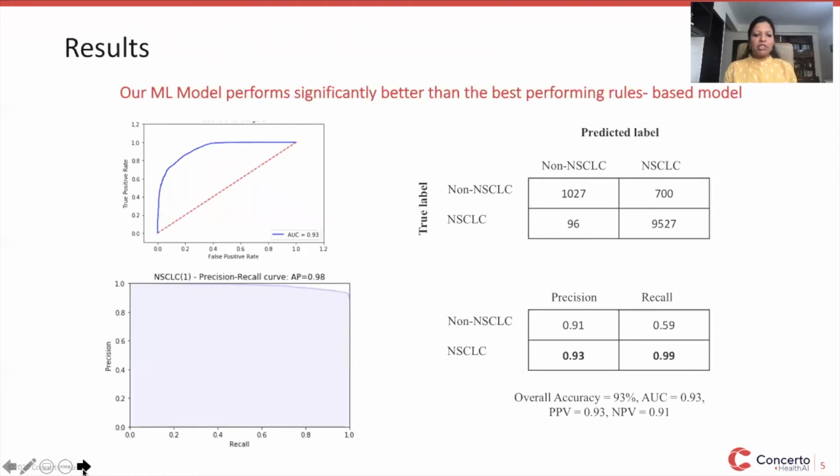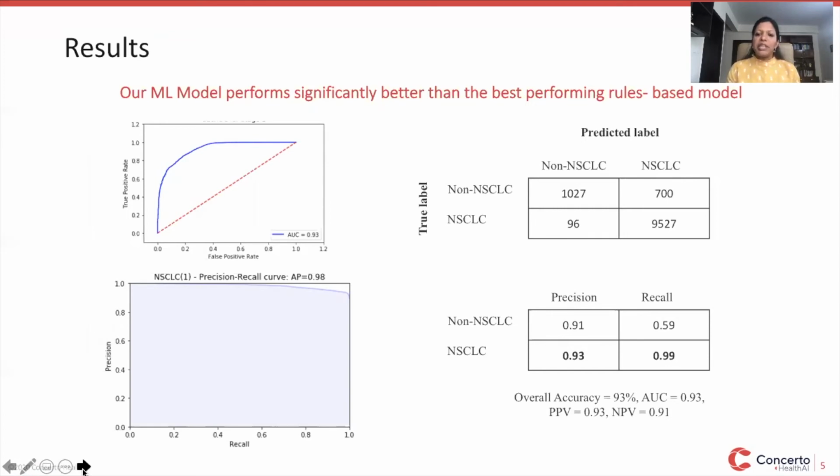So how did our model fare? Our ML model actually performs significantly better than the best performing rule-based model that's out there. As I mentioned, the best performing model had an AUC of 0.88, whereas with our ML model, we can achieve an AUC of 0.93. The area under the precision recall curve is even better at 0.98.